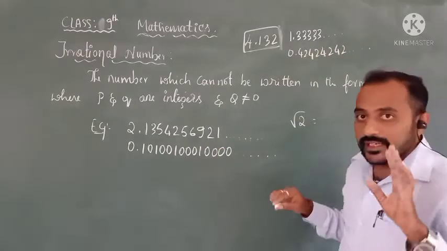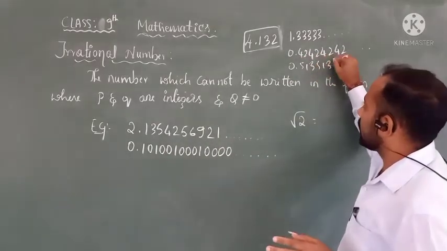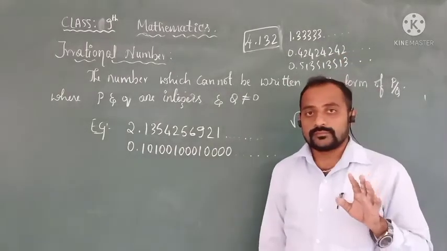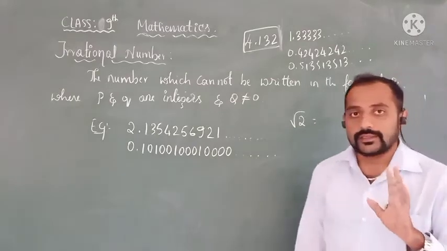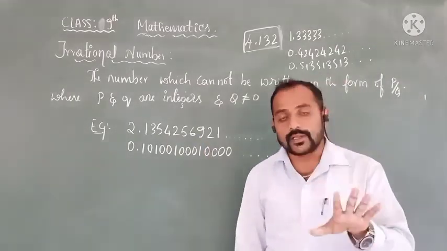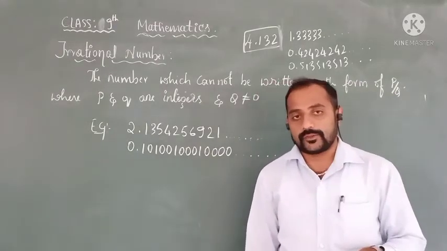So like this, even though I can get 0.513513513, that is also recurring. Like that itself, it is supposed to get any numbers, even 5, 6 numbers also. If it is recurring, then that number also we used to say that it is recurring itself.